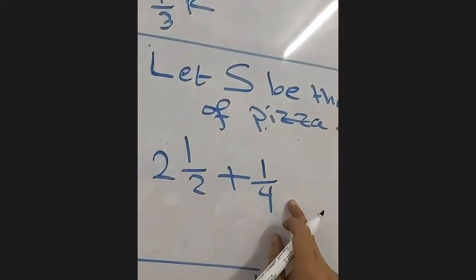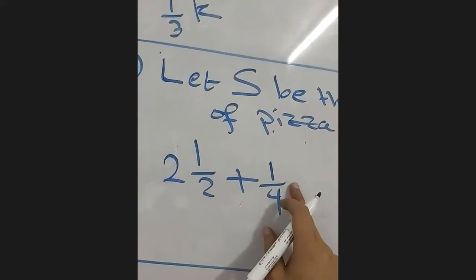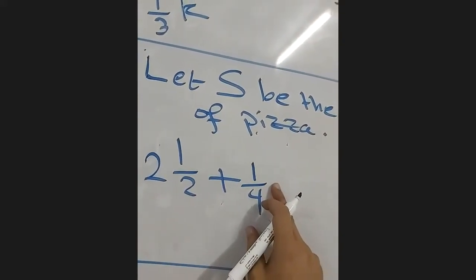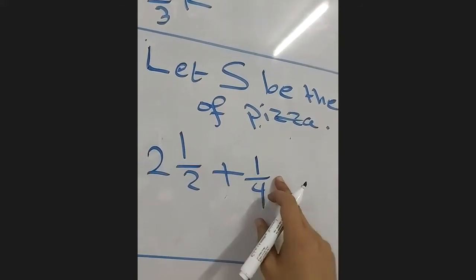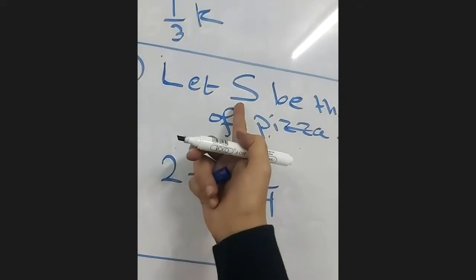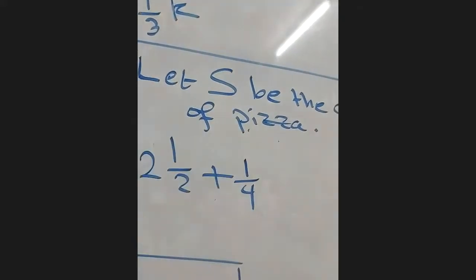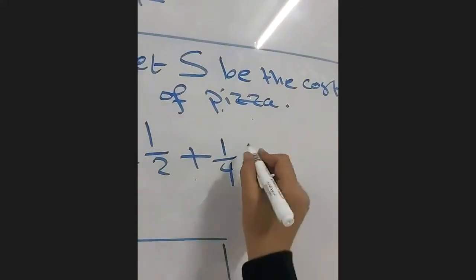Read the question, please. $2.50 more than one-fourth the cost of a pizza. One-fourth the cost of pizza, which is what?